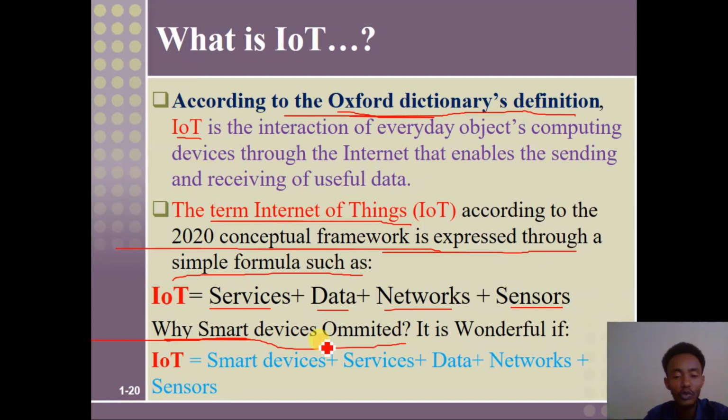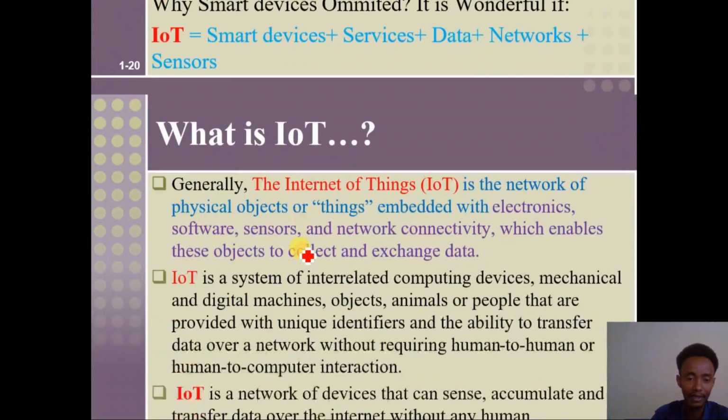So a smart device should be included here. This is the definition that I have given for IoT by modifying the definition of the 2020 conceptual framework. According to Obsa's modified definition, IoT is a combination of smart devices, services, data, network, and sensors. This is a wonderful definition I have given for the Internet of Things.